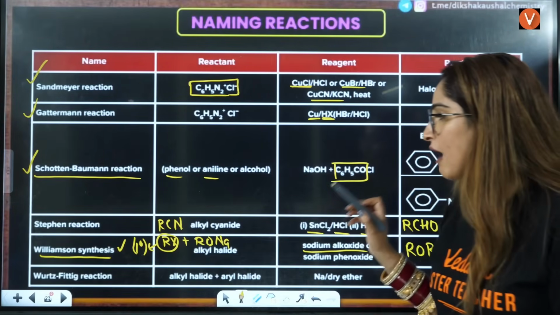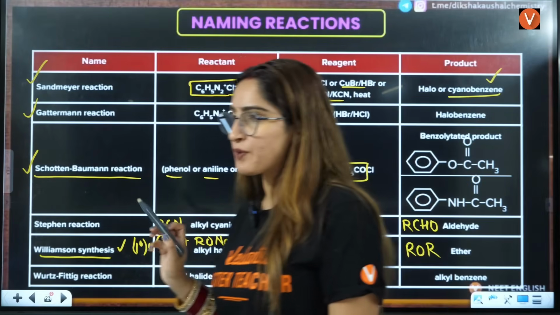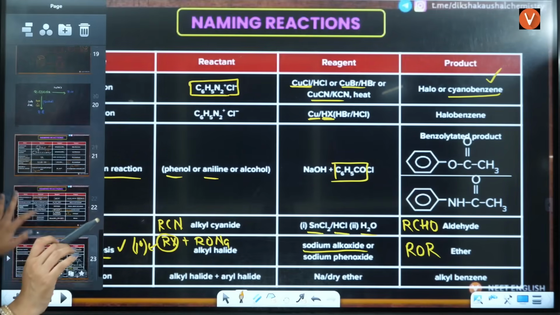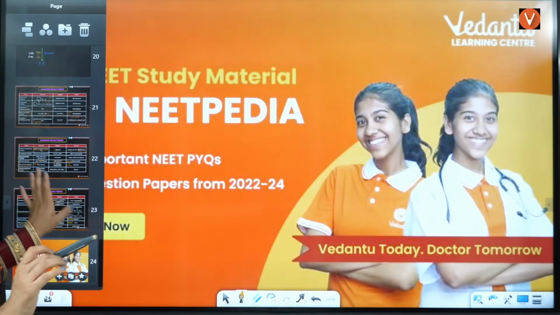Last is you have Wood's Fittig reaction. This we have done in the starting of this, right? Okay, students, I hope that is clear to you. So it's just 26 minutes and we are able to complete most of the important reactions.